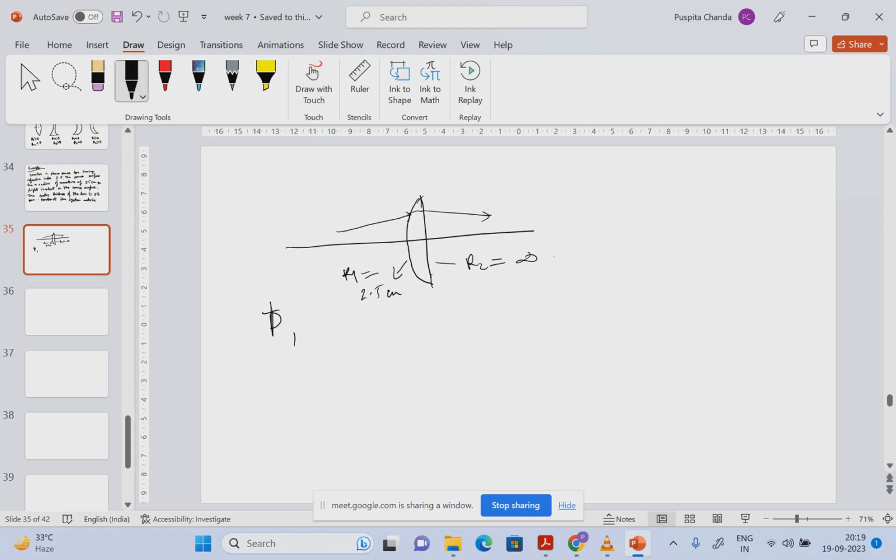So P1 is (n2 minus 1), where n2 is 1.5, divided by 2.5, which is 0.2 centimeter inverse, and P2 is (1 minus 1.5) by infinity, equal to 0. So the system matrix will be... Okay. Here R1 is positive.